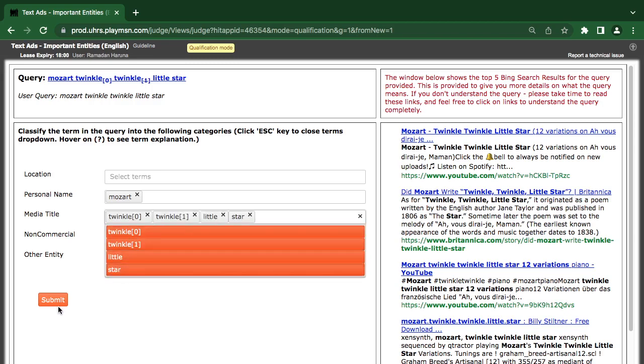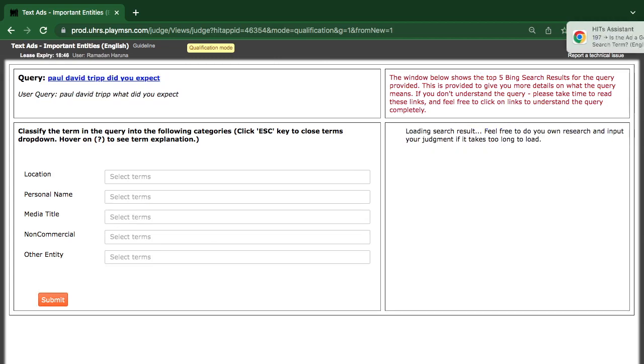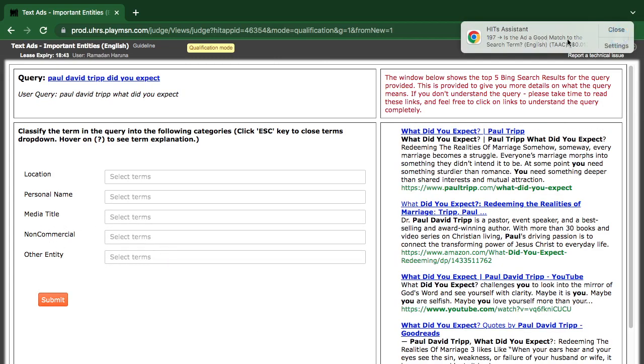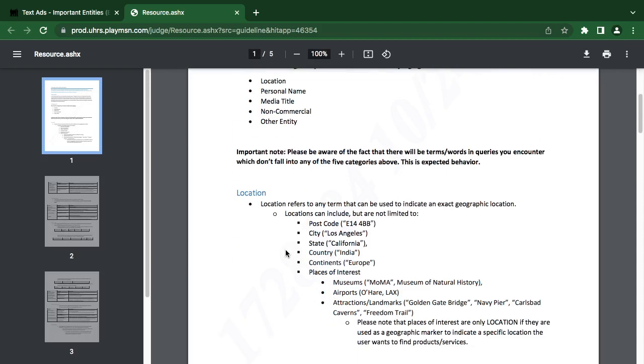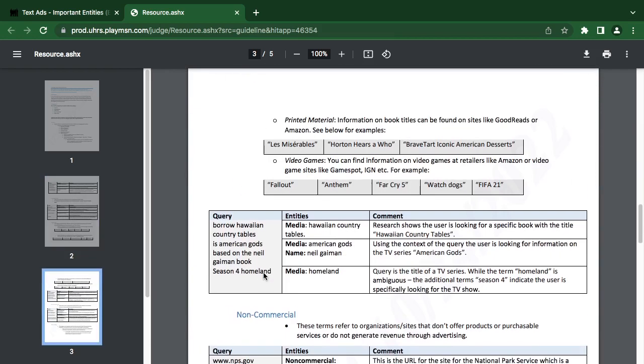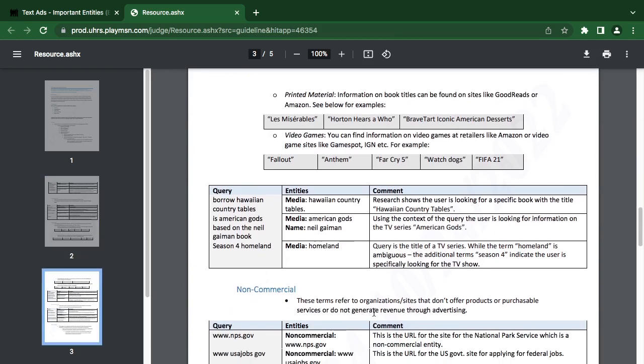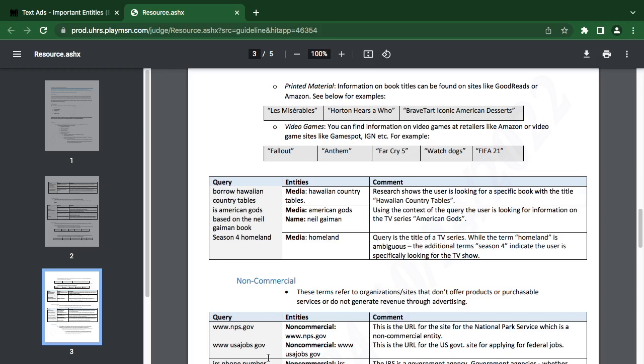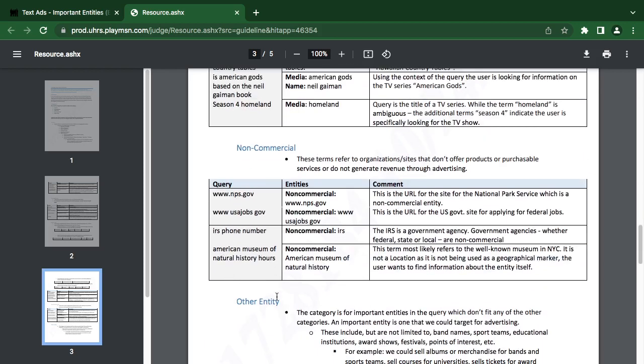I think at the end we'll explain what non-commercial means. Let me just explain it. It's all about all those government sites. Those are non-commercial, personal names, media. Non-commercial, this time, refers to organization sites that do not offer products or purchasable services or do not generate revenue through advertising. Now look at them. Anyone that does not generate revenue through advertising: museum, history and the rest.